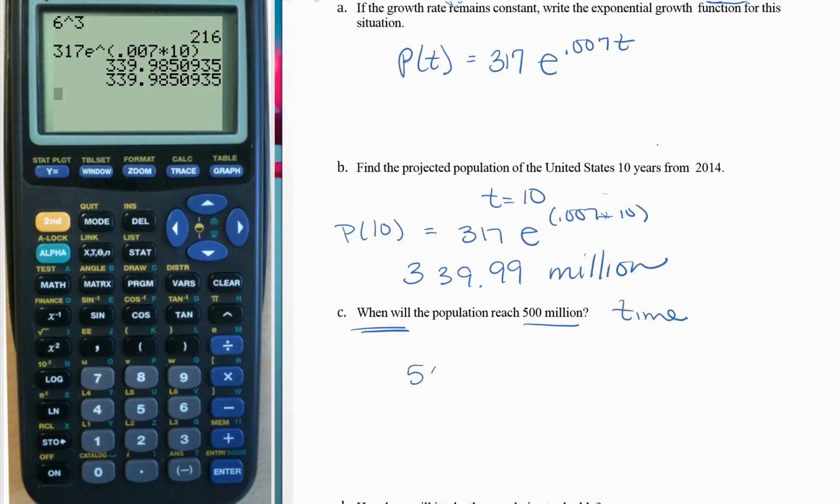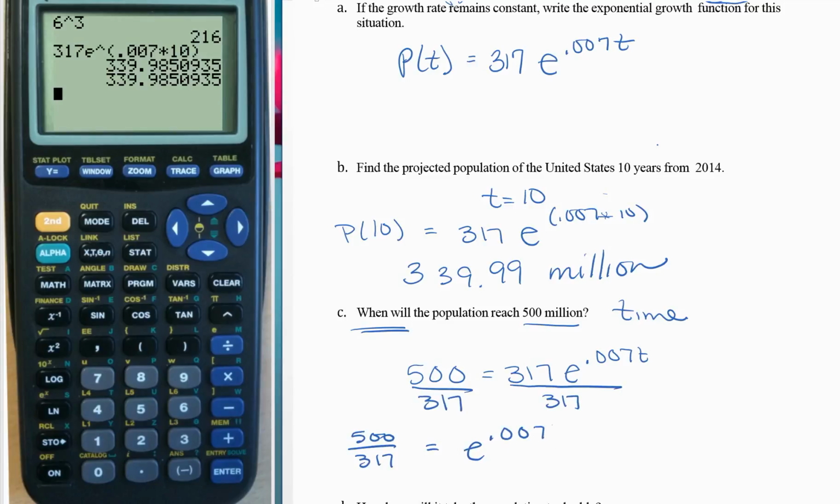So we're going to have 500 equals 317 e to the 0.007t. Now, we did a problem like this when we were talking about continuously compounded interest, and we used our calculator. Now that we know how to solve logarithmic equations, we can actually do it without graphing. So the first thing we're going to do is divide both sides by 317 so that we get our exponential by itself. So we'd have 500 over 317 equals e to the 0.007t.